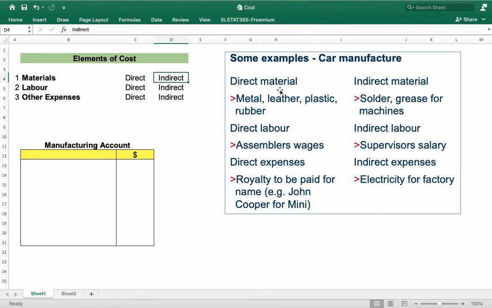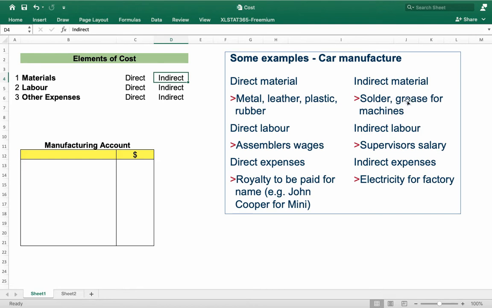See, an example is also given here. Direct material: metal, leather, plastic and rubber. All these are direct material, main material. But only main material is not sufficient. You need to use indirect material also. See, solder, grease for machines. I don't know what solder is, I have to Google it. Okay, I get that. So grease for machines. In a car you have seen the engine and other equipment. So for smooth running, you apply grease in those machines, right?